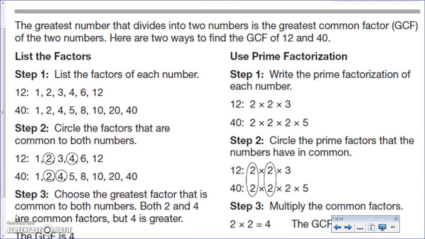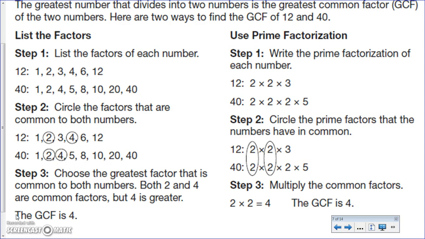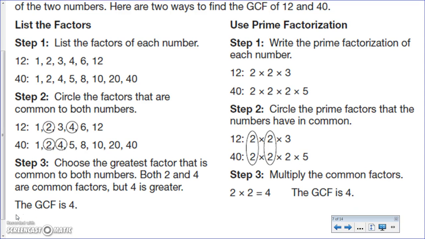So on the left, you're going to list the factors. So step 1, list the factors of each number. So they went through and listed the factors for 12: 1, 2, 3, 4, 6, and 12. And 40: 1, 2, 4, 5, 8, 10, 20, and 40.